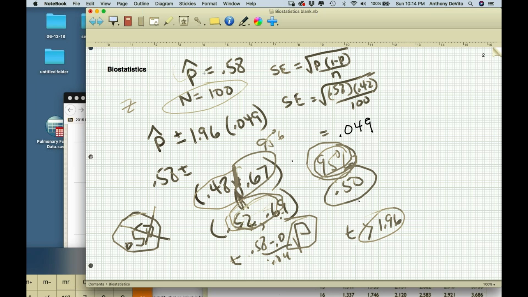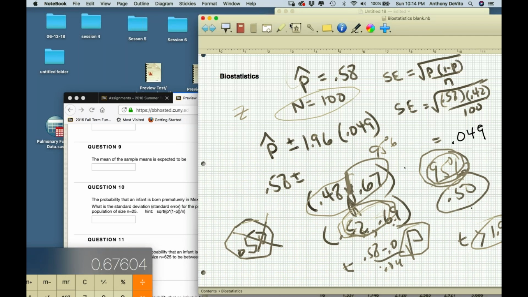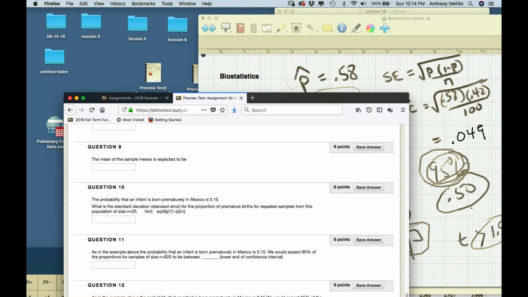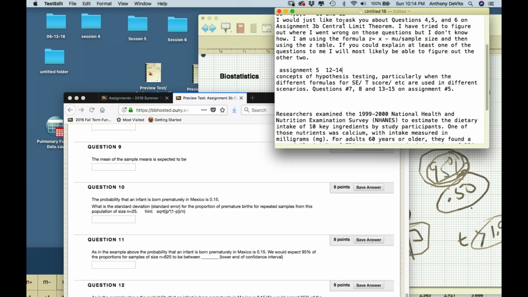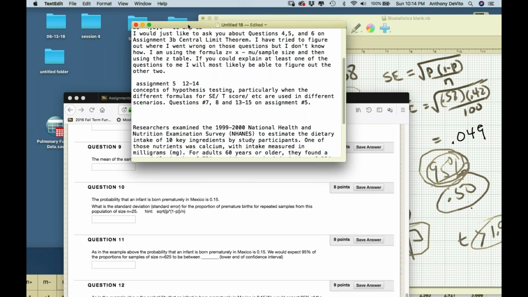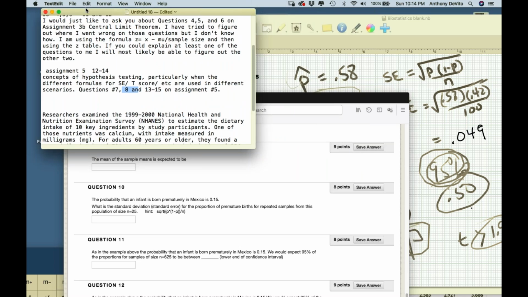Okay, and let me go. Okay, so some of you brought up assignment 5, numbers 7, 8, 9. I think also there was another question about assignment 5. Let me just get back to see if that's the same thing. Assignment 5, 7, 8, 13, and 15. Assignment 5, 12, about basically everything after problem 7 on assignment 5. Let's take a look at that.